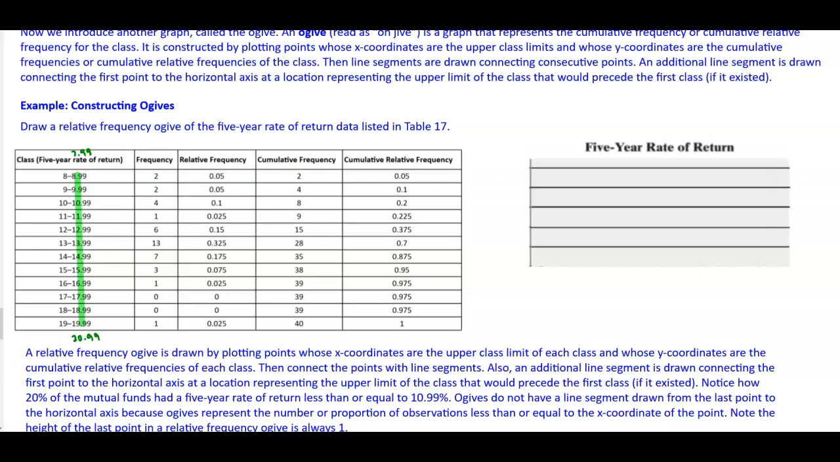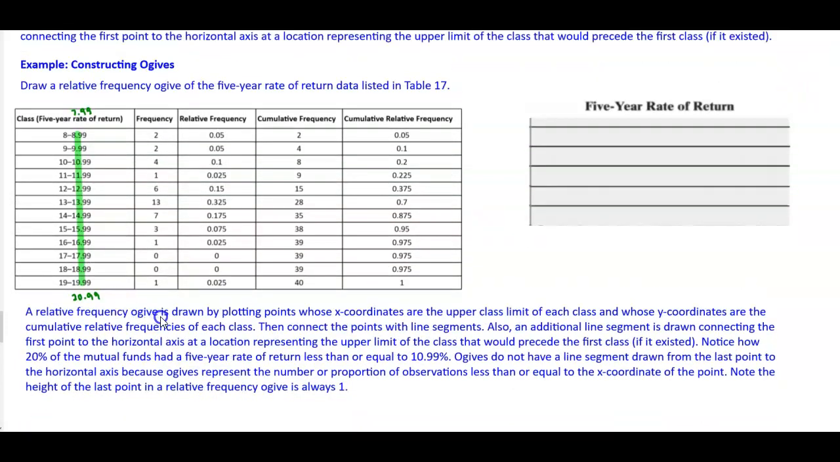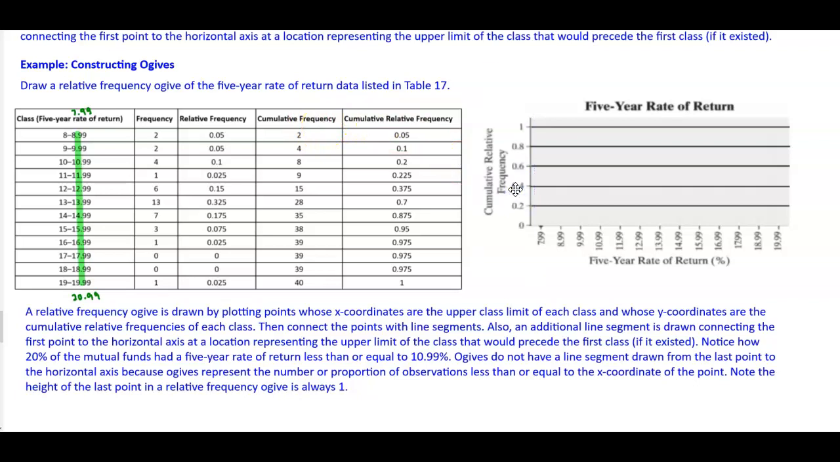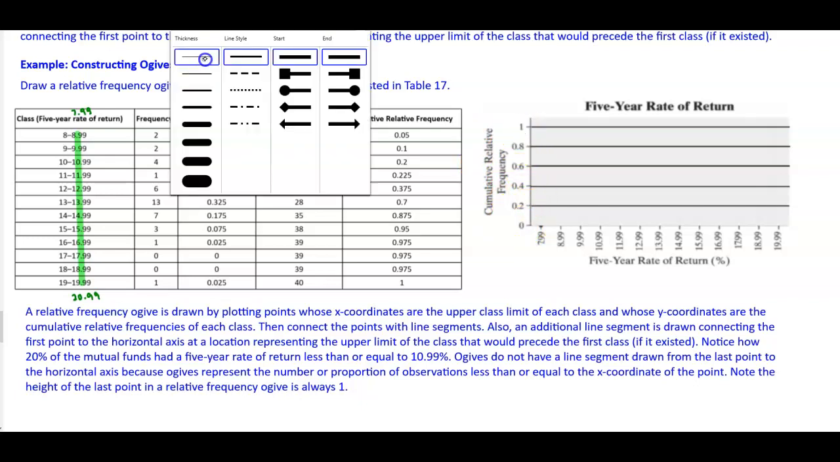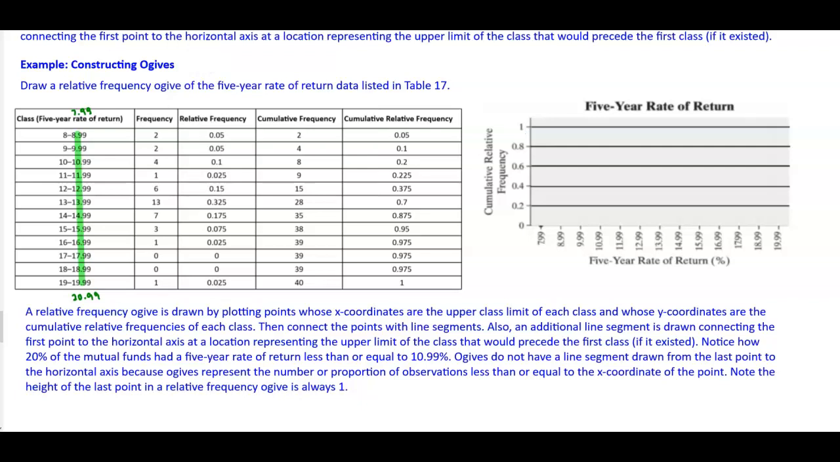Now down below here, a relative frequency ogive is drawn by plotting points whose x-coordinates are the upper class limit of each class. These represent the upper class limits from 7.99 all the way to 19.99. The y-coordinates are the cumulative relative frequencies of each class. So it's either the cumulative frequency or the relative frequency. In this one we're going to be doing the cumulative relative frequency, so we're going from 0 all the way to 1. Then we connect the points with line segments.